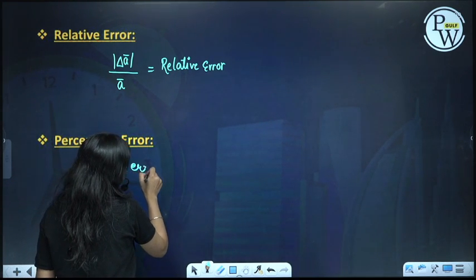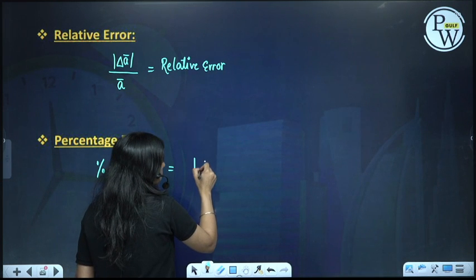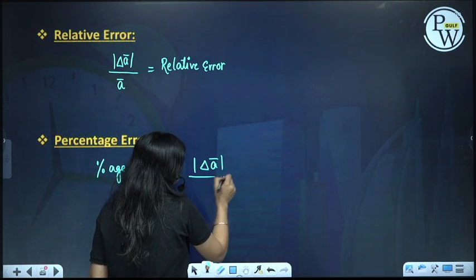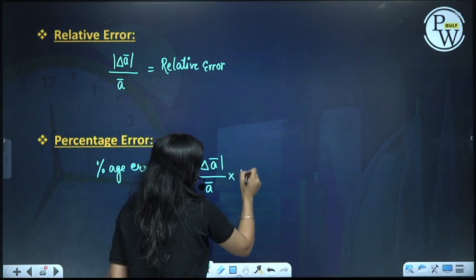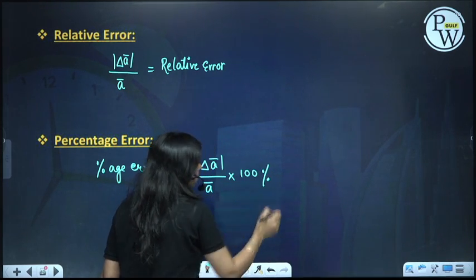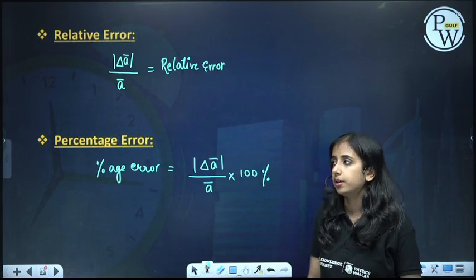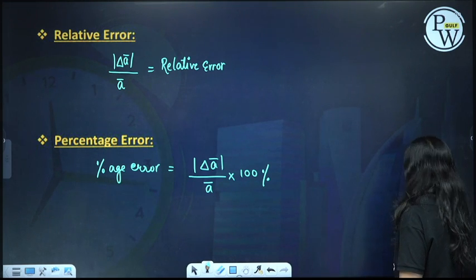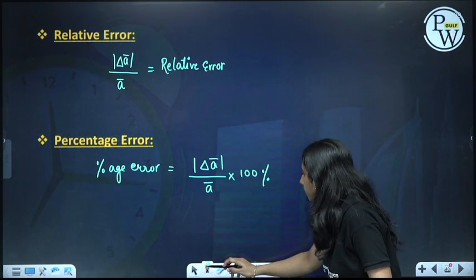Percentage error will be equal to delta A bar divided by A bar into 100%. This will give me the percentage error.